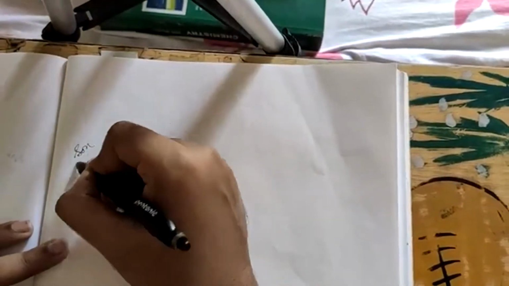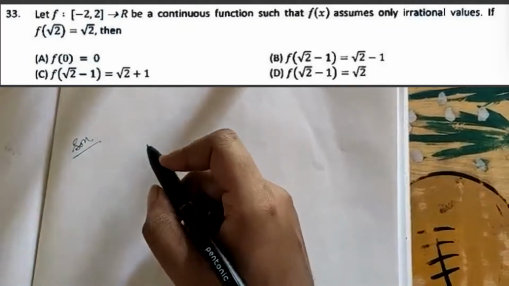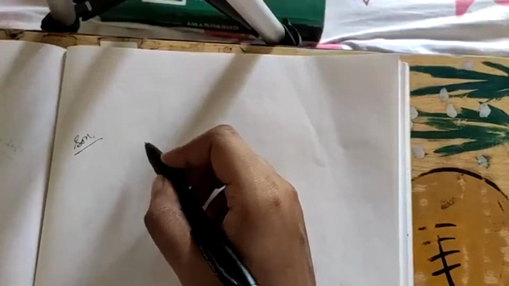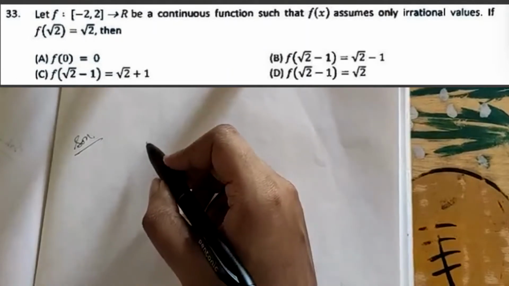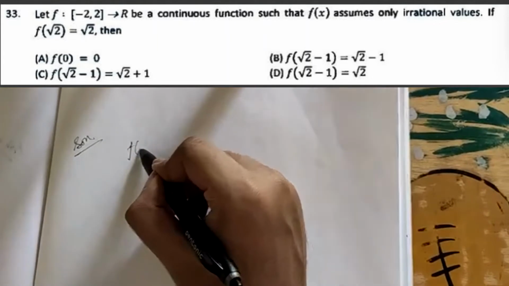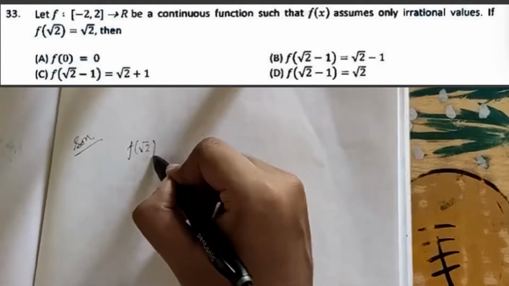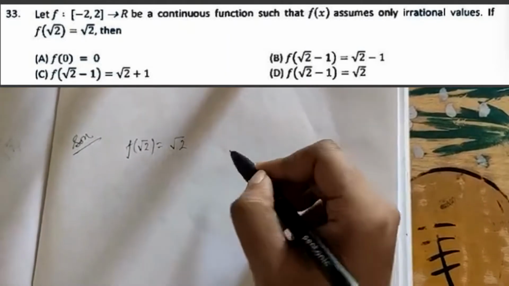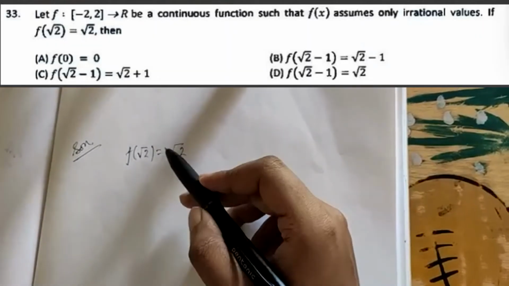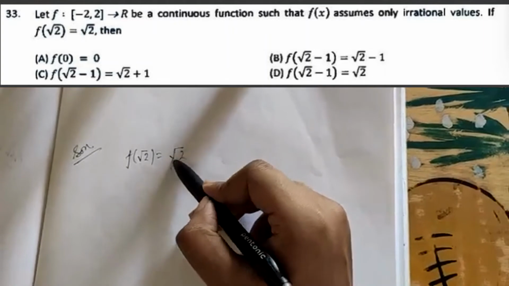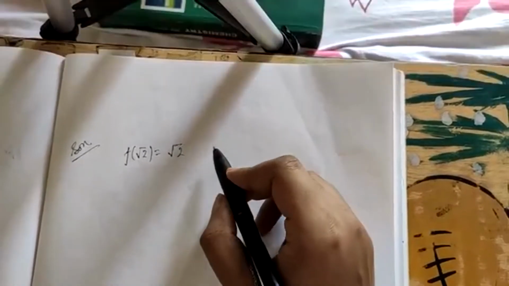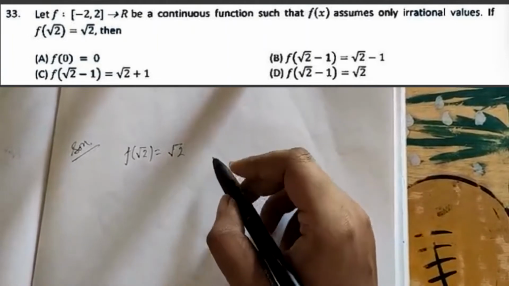For the solution to the 33rd one, it's been said that fx is a continuous function such that fx assumes only irrational values, and f of root 2 is equal to root 2. There are so many irrational values and rational values. So if for a single irrational value the value is irrational, to become a rational it can't be a continuous one, so it must be a continuous function and a constant function.